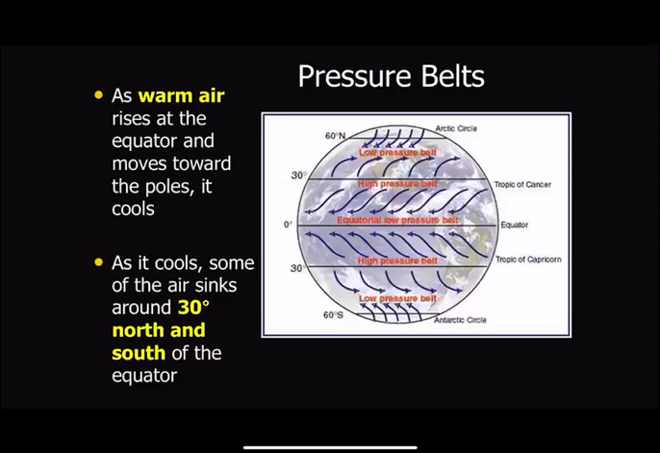So let's look at this picture of pressure belts. As warm air rises at the equator and moves towards the poles, it cools, just like those convection belts. As it cools, what happens to air? As air cools, it becomes heavy, so it begins to sink. These cool air belts will sink around the 30-degree north and south latitude lines of the equator.